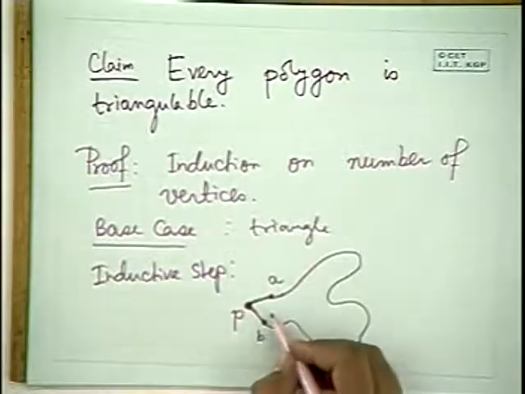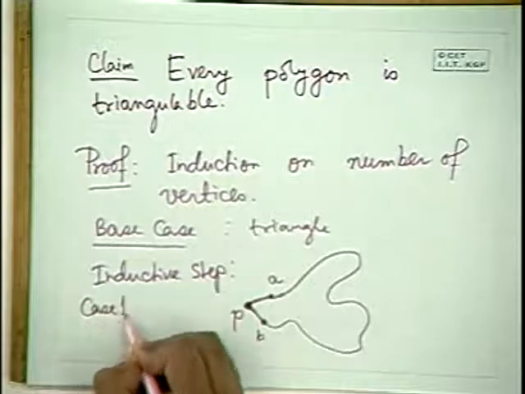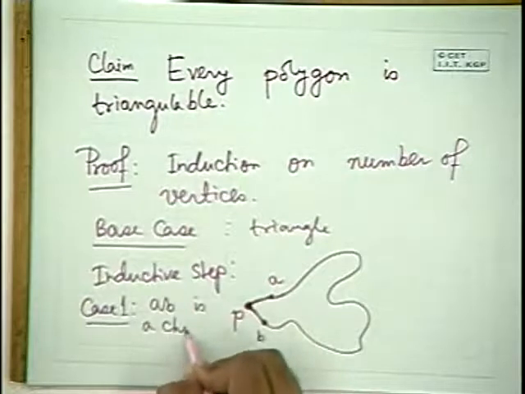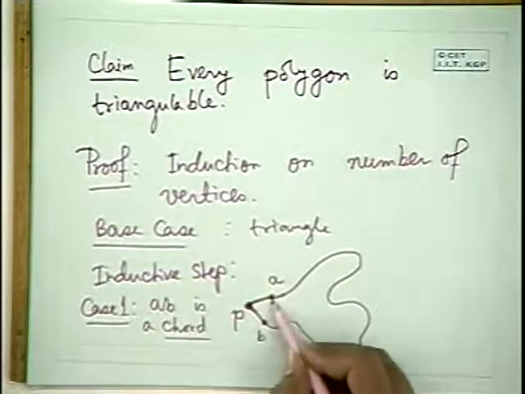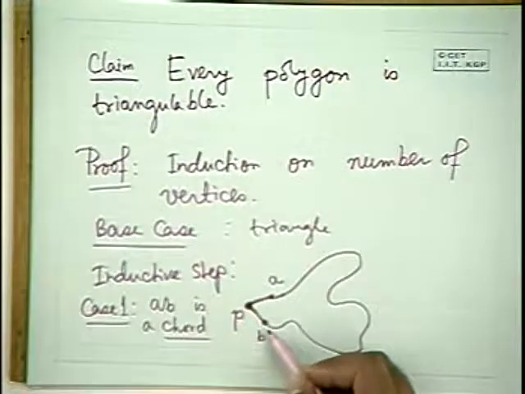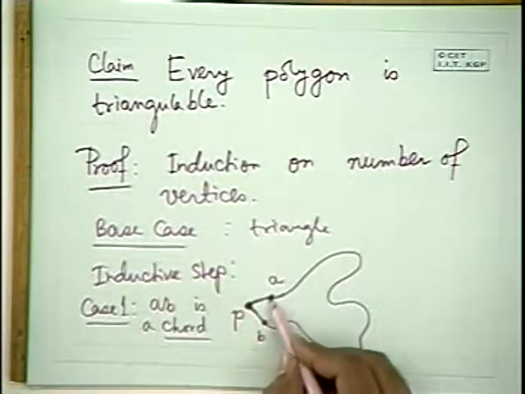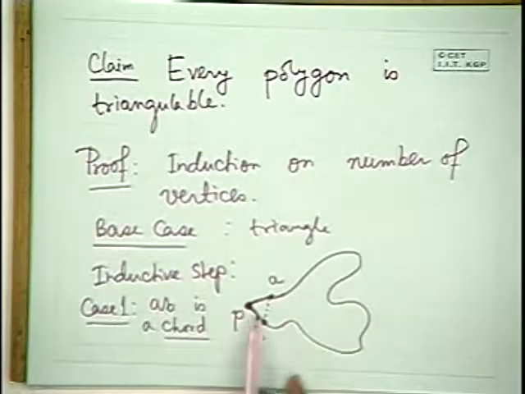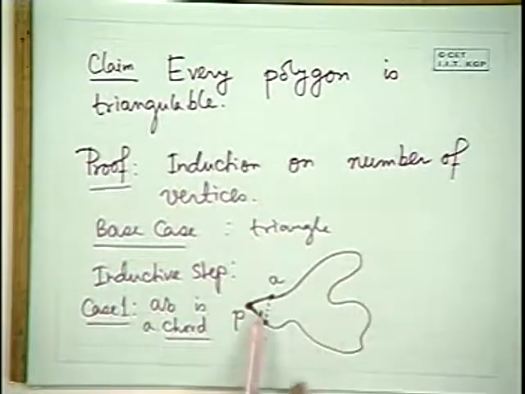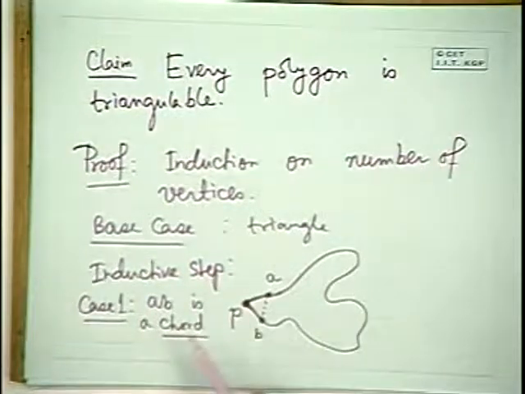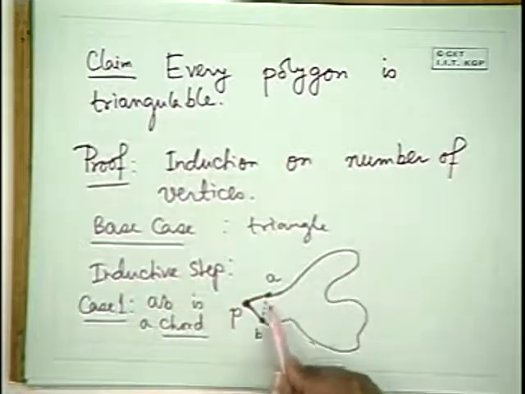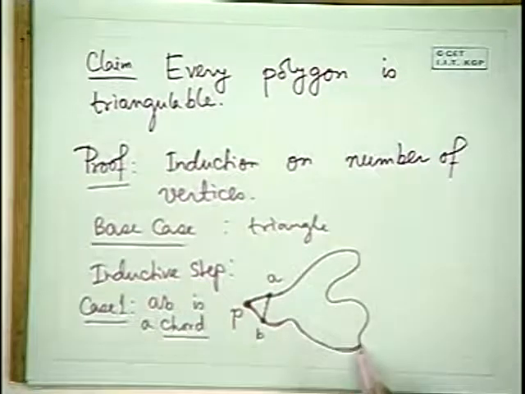Now there are two cases. Case 1, AB is a chord. What do you mean by chord? Chord means the segment AB does not intersect the boundary of the given polygon. So if I draw this edge AB, AB does not intersect the given boundary. So in this case, you can go on inducting on what? On the rest of the polygon. So you take out PAB as the triangle and you carry out your induction on the rest of the polygon, which is nothing but AB and the rest of the boundary. So you carry out your induction on this part now.